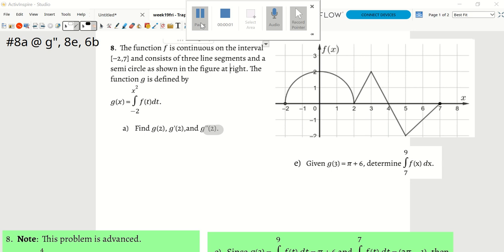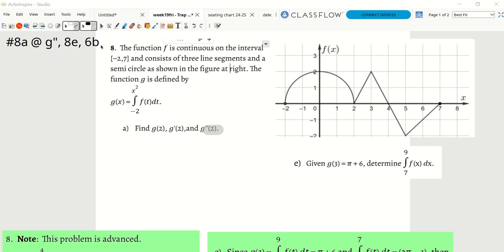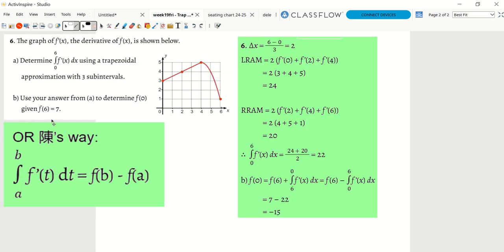All right, folks, here is a video on week 19 Friday, trapezoidal rule 1, number 8A, 8E, and 6B. So let's start in chronological order, or just in order. Let's go 6B, okay? So 6B, all right, so 6A is basically trapezoidal rule.